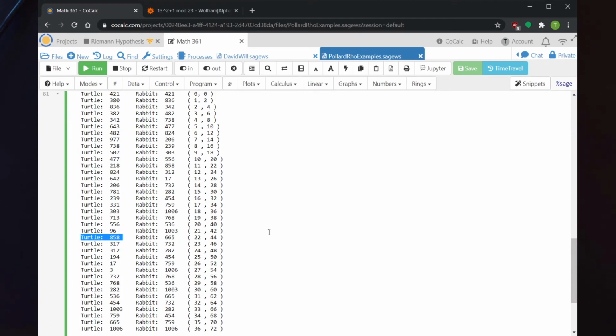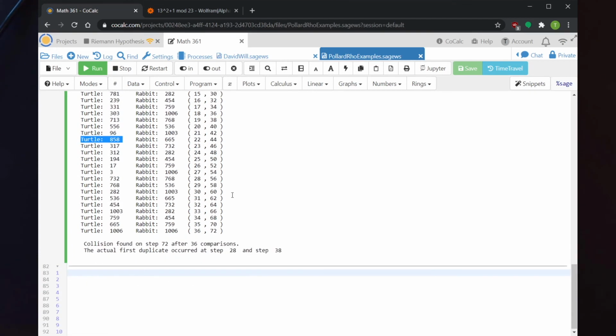So it's important to remember here, the turtle and the rabbit are walking the same path at different speeds, but they're looking at the same numbers. And so, every number the rabbit sees, the turtle also sees, just the turtle sees it later. Scrolling down to the bottom, we see that at iteration 36, the rabbit and the turtle are both looking at the same number. Namely, they're both looking at the number 1006.